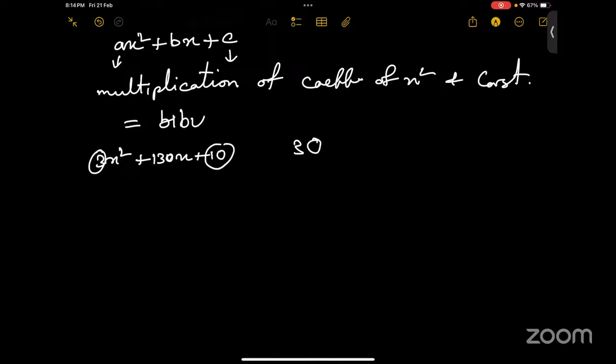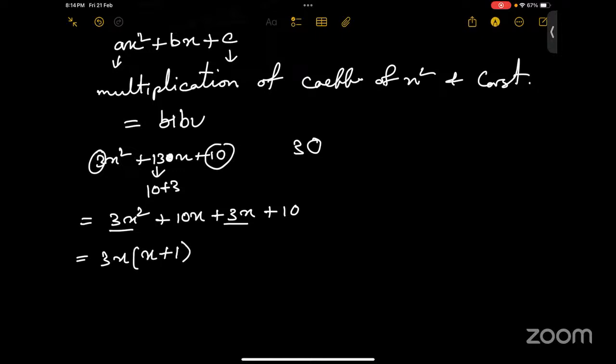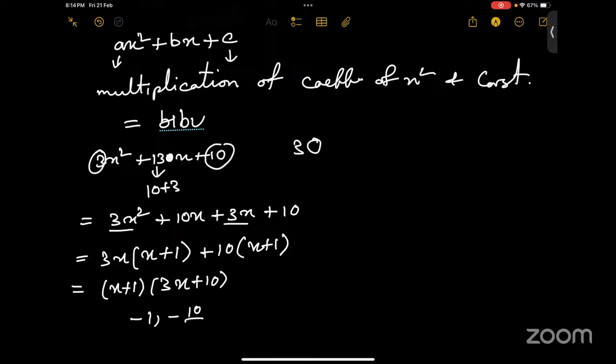Sorry, it is 13. So 13 we can again break as 10 plus 3 and their multiplication will be 30. So we can break this equation as 3x squared plus 10x plus 3x plus 10, right? Then we can take 3x as common, so we will get x plus 1 plus 10 times x plus 1. Then we can take x plus 1 as common, so we will get 3x plus 10, right? So from here we can find the roots. The roots will be minus 1 and minus 10 by 3, right?